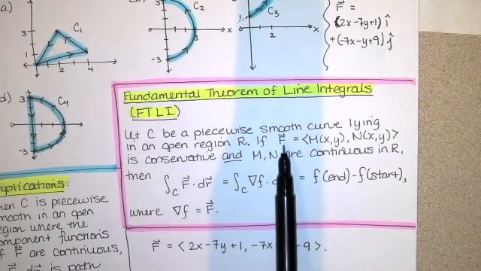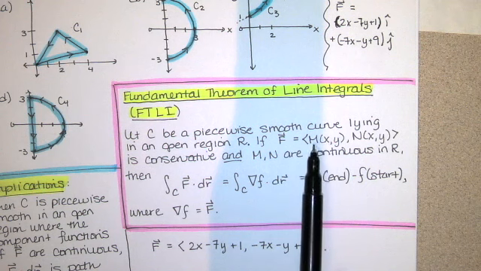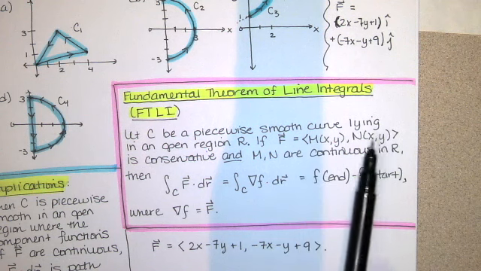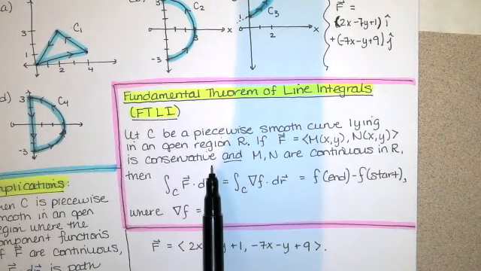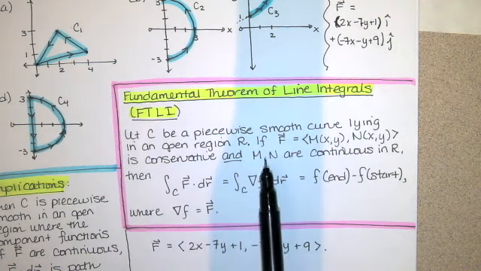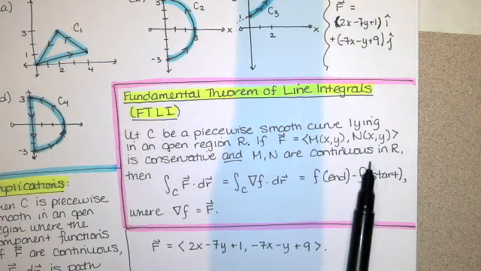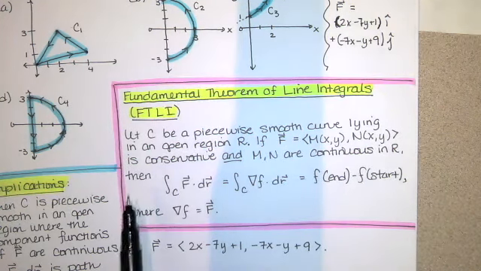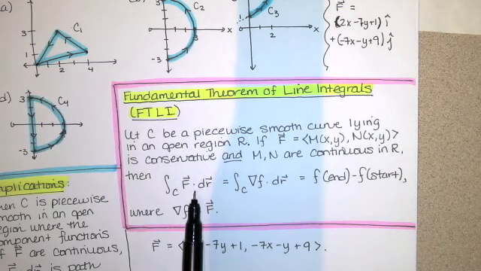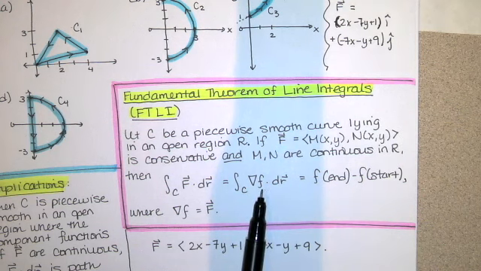Now, if f is a field in the plane with component functions m of x and y and n of x and y, and f is conservative, and the component functions m and n are continuous on that open region R that contains our path C, then the line integral over C of our field is equal to the line integral of the gradient of little f, where little f is the potential function for big F.